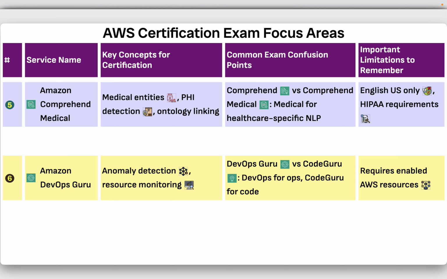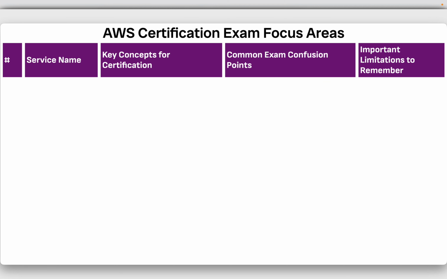Next we have Amazon DevOps Guru. So key concepts for certification are anomaly detection and resource monitoring. Exam confusion points are, so DevOps Guru, again, this is versus CodeGuru. DevOps Guru is for ops and CodeGuru for code. An important limitation to remember is that it requires enabled AWS resources.